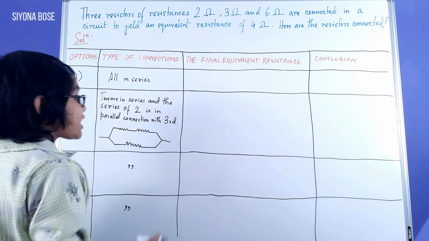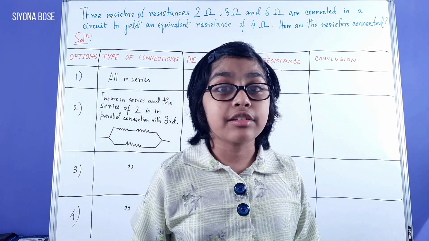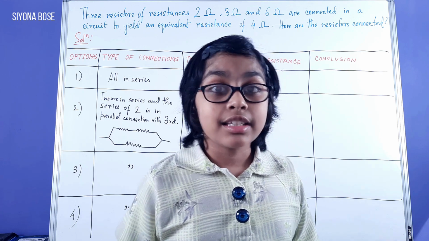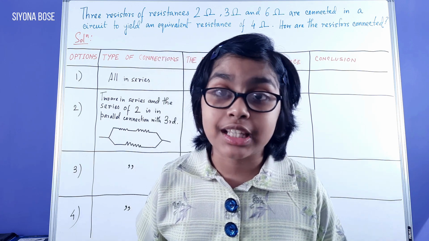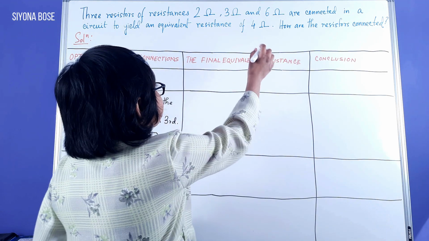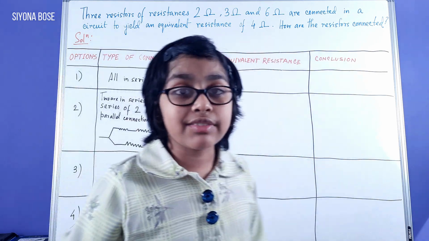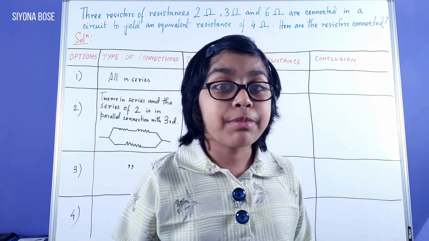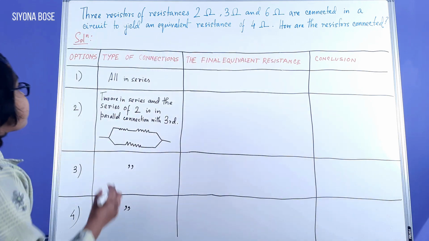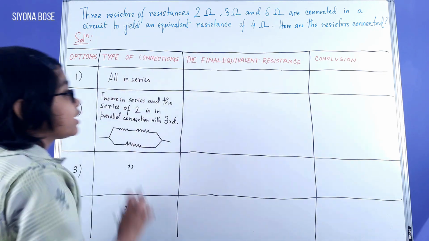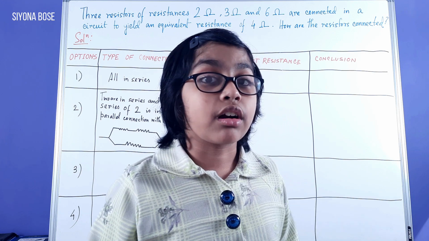Now here we need to take different possibilities of how the resistors can be connected. The one connection that may result in 4 ohms of equivalent resistance will give us our answer. So we need to keep on trying. Like our first possibility, which we can take, is when all the resistors are in series.